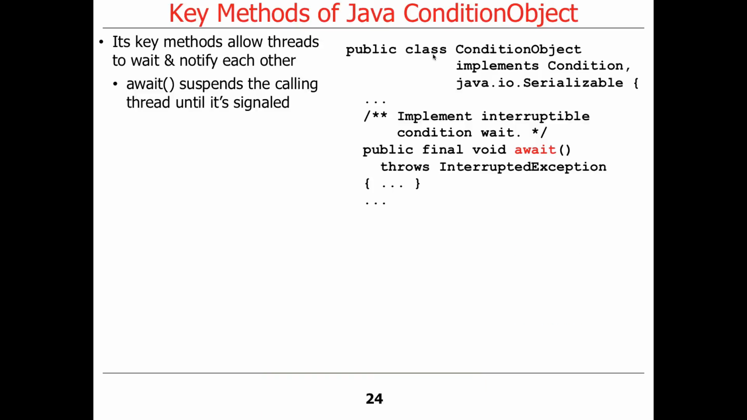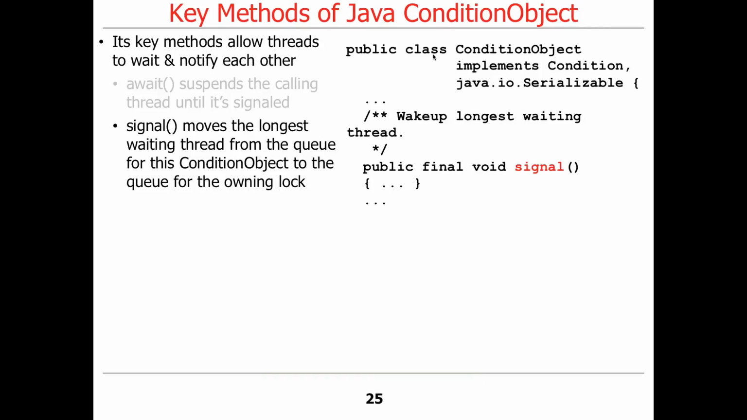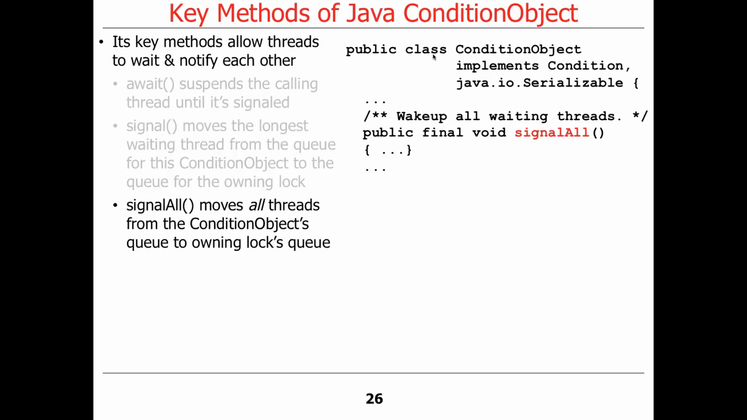Await suspends the calling thread until it's signaled. Signal moves the longest waiting thread from the queue for this condition object to the queue for the lock, so that it can then acquire the lock and do its thing. And signal all just moves all the threads that are waiting onto the owning lock's queue. So as it implies, it moves them all.